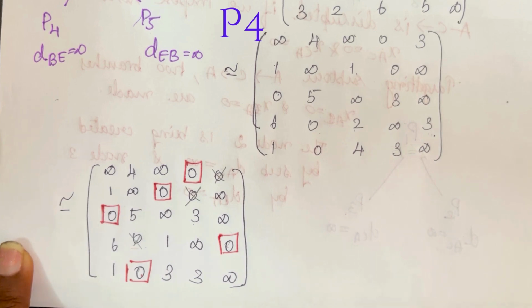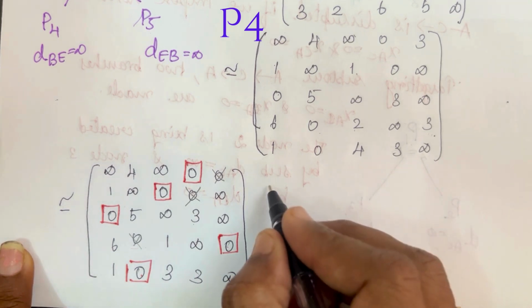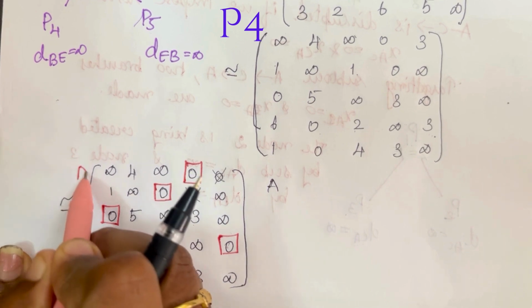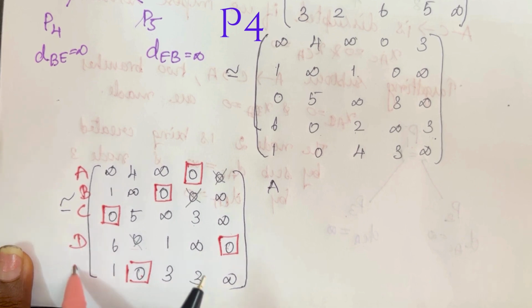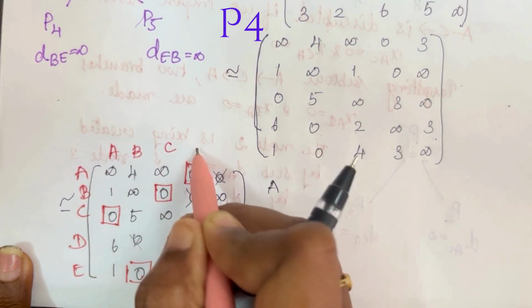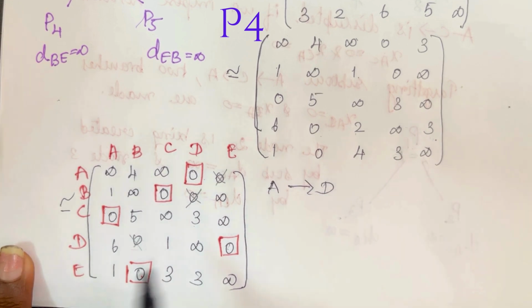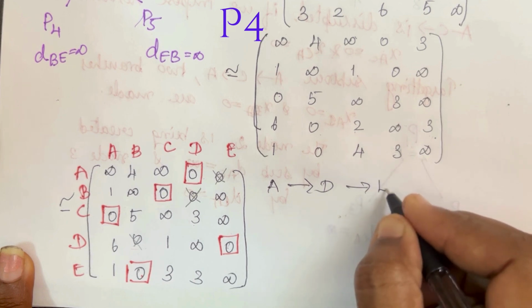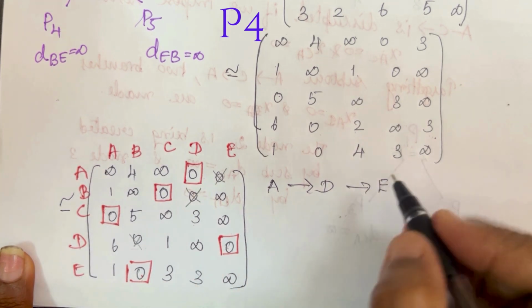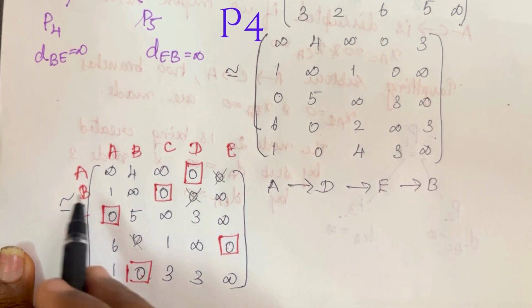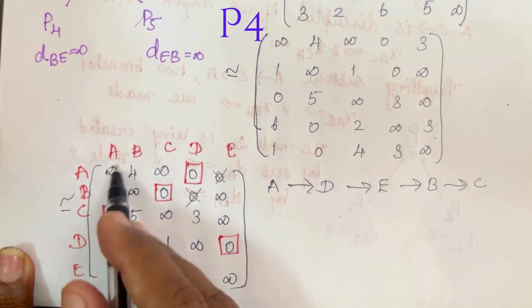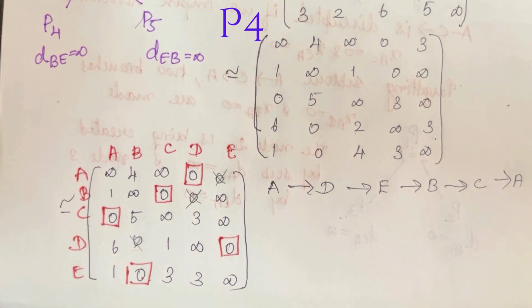Okay, so let us find the tour. So we have the tour starting from A. Before that let me write the cities A B C D E, and here A B C D E. So from A to D, and from D to E, and from E to B. So from B to C, and C to A. Finally we reach the single tour in problem 4.